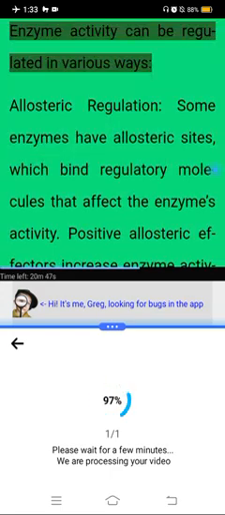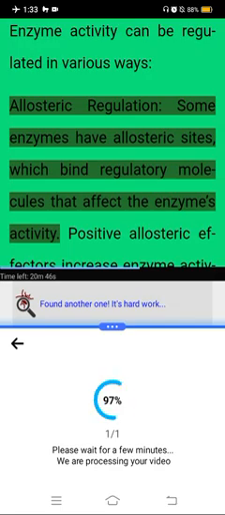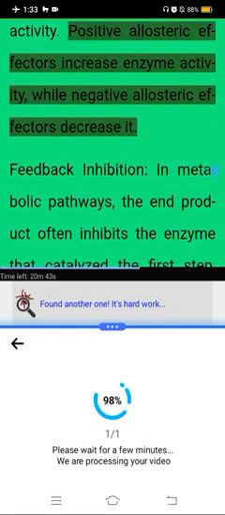5. Enzyme regulation. Enzyme activity can be regulated in various ways. Allosteric regulation. Some enzymes have allosteric sites, which bind regulatory molecules that affect the enzyme's activity. Positive allosteric effectors increase enzyme activity, while negative allosteric effectors decrease it.